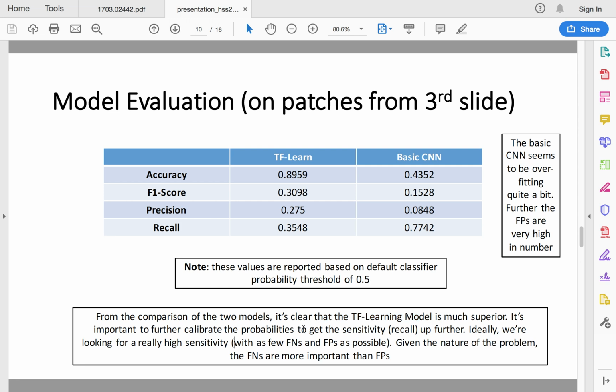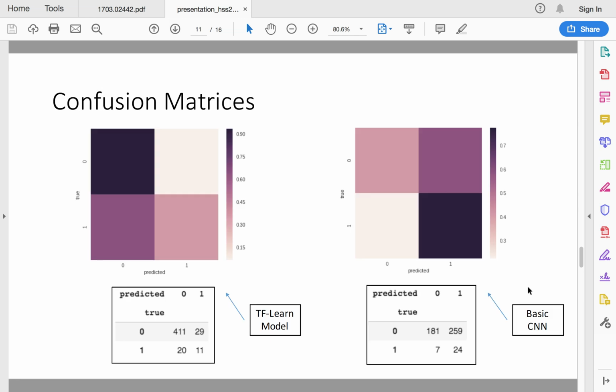It is important to further calibrate the probabilities to get the sensitivity up further. Ideally, we're looking for a really high sensitivity with very few false negatives, and at the same time, you want to minimize the false positives as well. Given the nature of the problem, false negatives are clearly more important than false positives, which is why recall becomes a priority. Here are the confusion matrices from the two models.